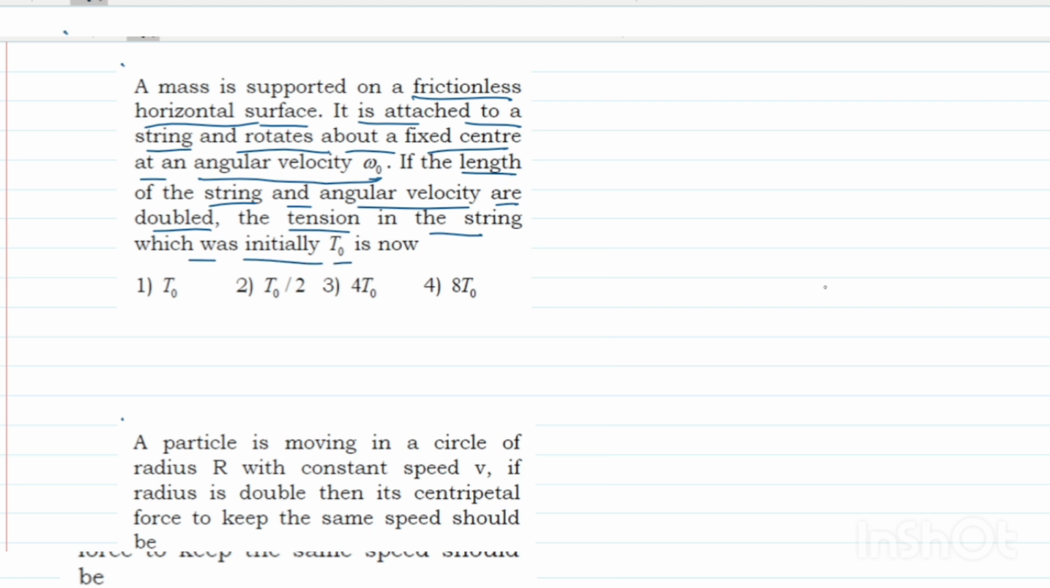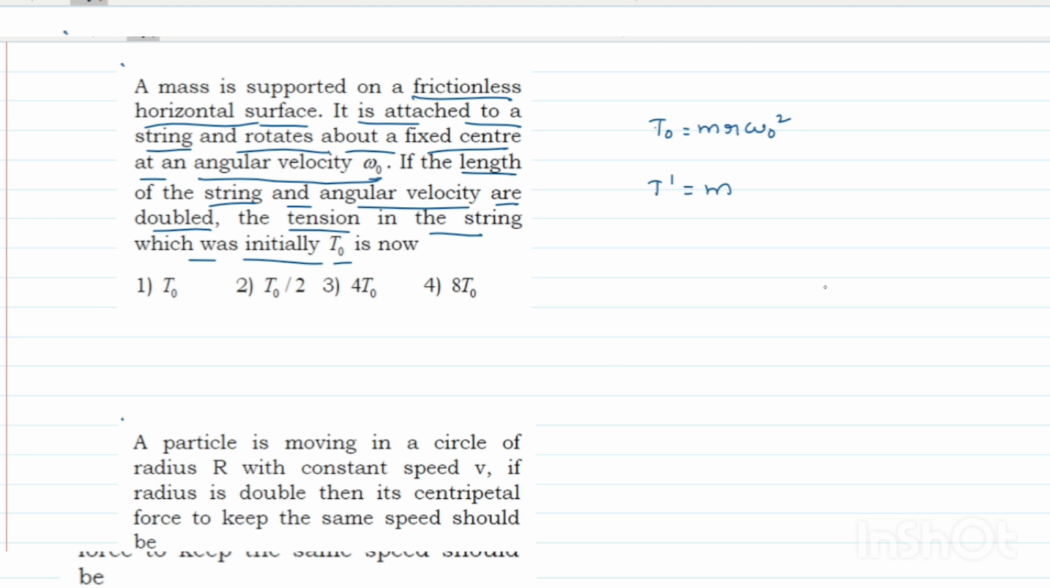Now here a mass is supported and it's moving in a circular path. Initially the tension here is the centripetal force you can take. So the tension force is providing the centripetal force, m r omega naught square, where the initial angular velocity is given as omega naught. Then the final tension force T dash you just calculate, if the length of the string and angular velocity both are doubled.